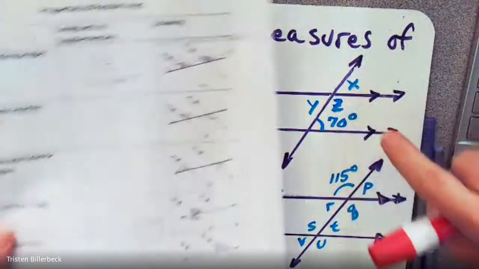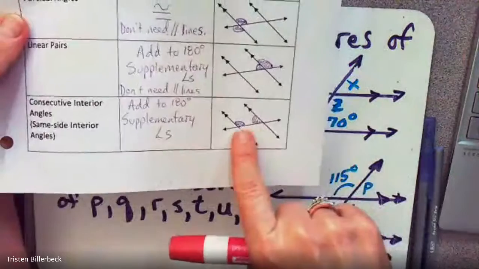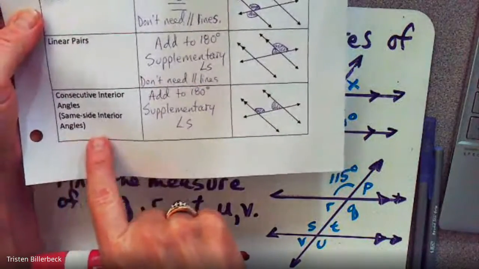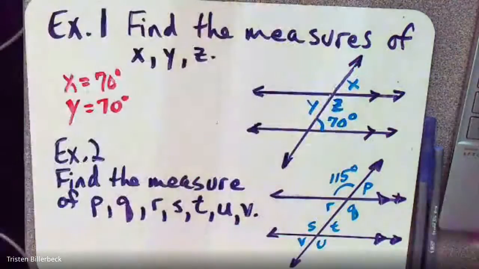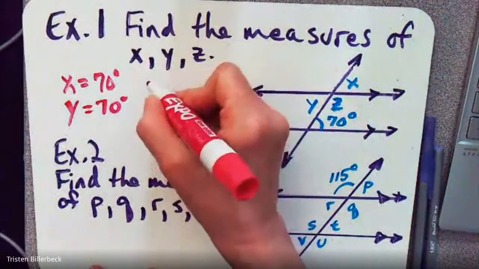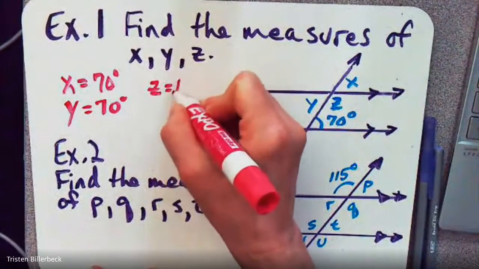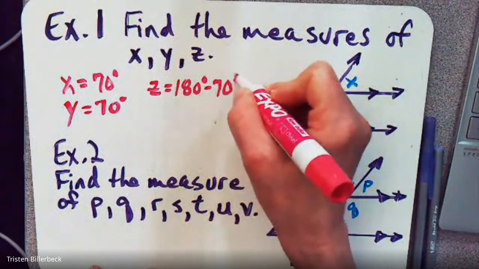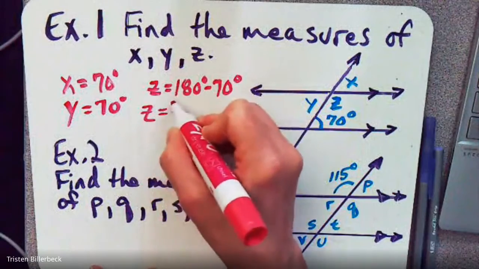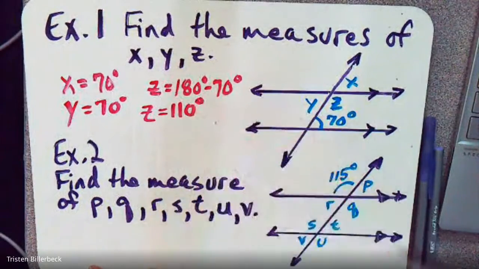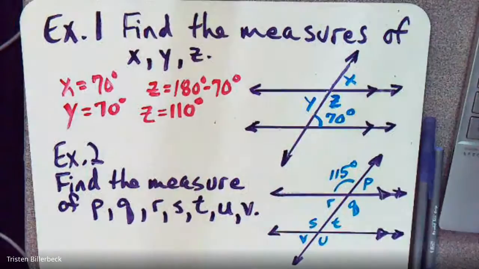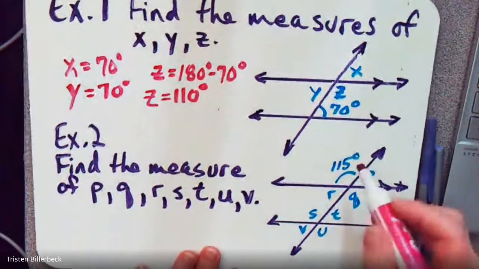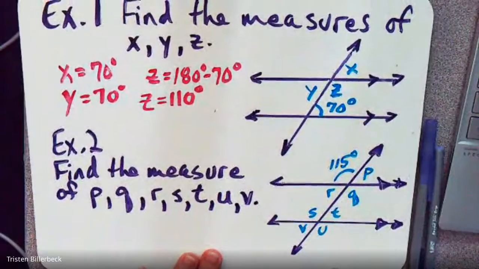Then if we look at Z, well, Z is a consecutive interior angle like this. So consecutive interior or same side interior angle, and they add to 180. So Z would be 180 minus 70. So Z is going to be 110 degrees. That was easy. Now with the cheat sheet, if you have just one angle, you can find them all.